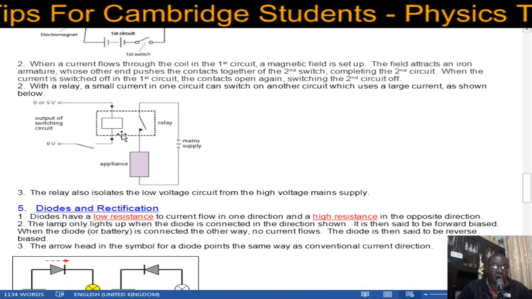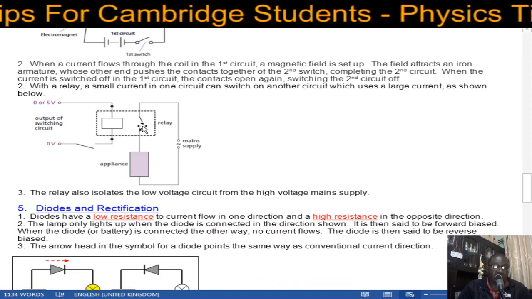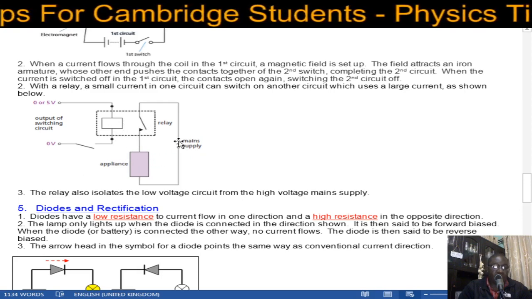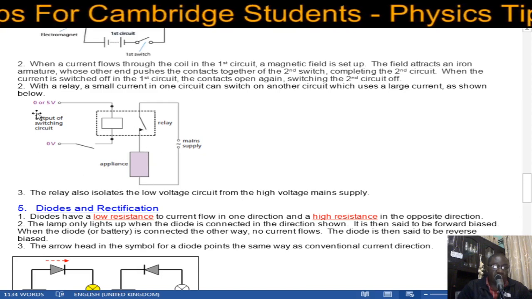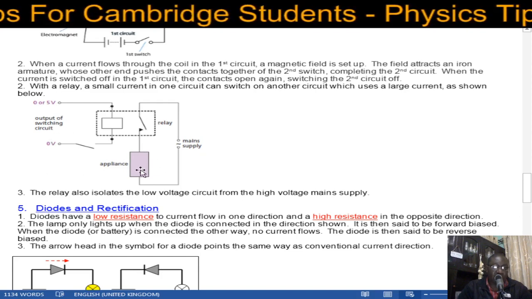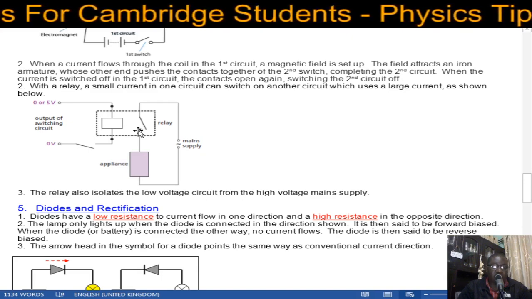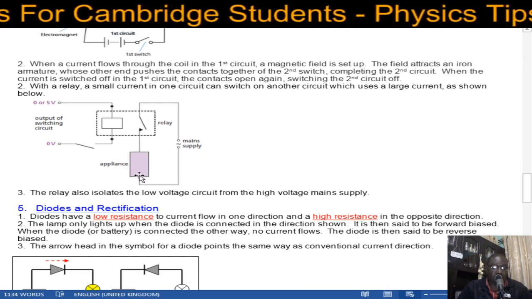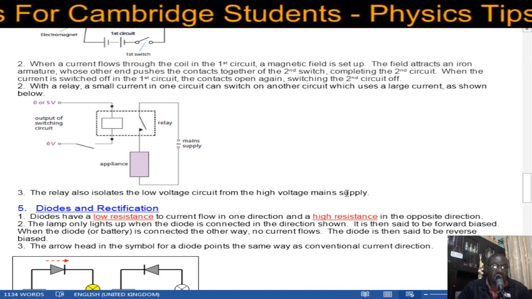So that's the symbol for a relay, the switch symbol for a relay. This represents the electromagnet, and this represents the switch that then closes. Okay, so the appliance is there. Then you've got the main switch. As long as there's no current here from the 0 to 5 volts, then this appliance will not work. But when you close this switch, then there's magnetism there that closes this contact and makes this a complete circuit, and the appliance works. The relay also isolates the low voltage circuit from the high voltage mains supply.